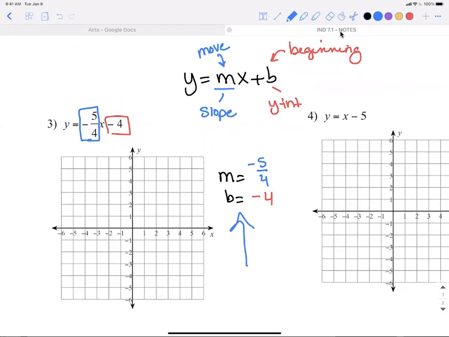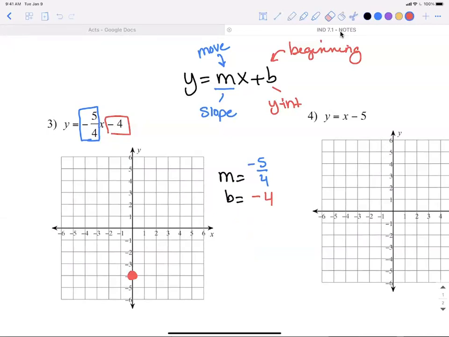Okay. So my B is my beginning point that I plot. So that means that on my Y-axis, because your B is your Y-intercept, I'm going to put a point at -4. That's my beginning point. Then I use my M to move. Okay. Now this is what's really important about your M.